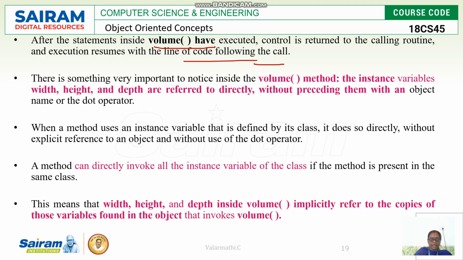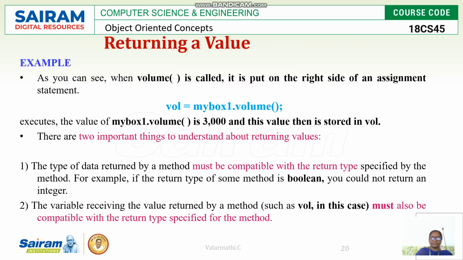According to this example, the volume method is defined in the class. Here the instance variables width, height, and depth are referred to directly without preceding them with an object. So a method can directly invoke all the instance variables of a class. This is the summarization of methods here.